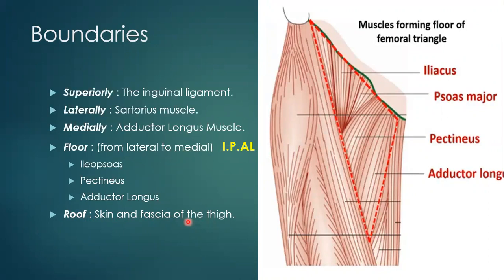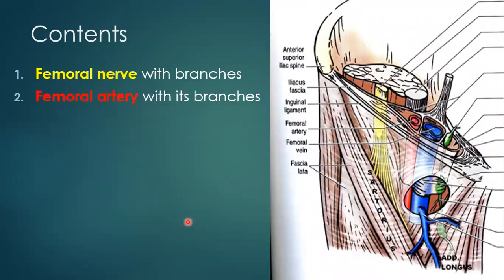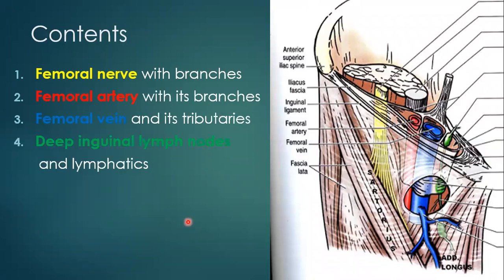So we have got a roof, floor, and three borders. Then it has got some important structures residing within this triangle, and they are, starting from lateral to medial: the femoral nerve with its branches, the femoral artery with its branches, femoral vein with its tributaries, and deep inguinal lymph nodes and lymphatics. Okay, so this is the femoral nerve, and these are the branches of femoral nerve.